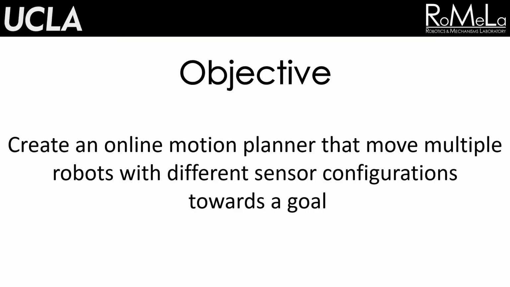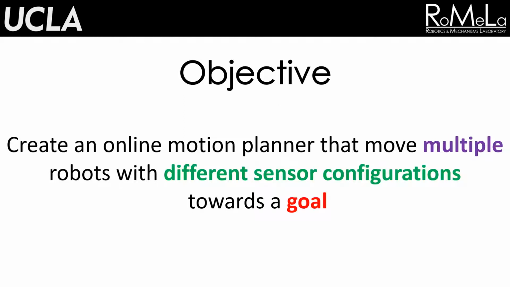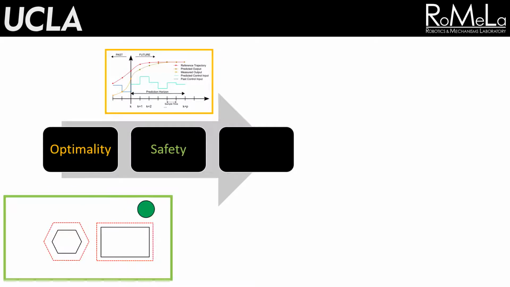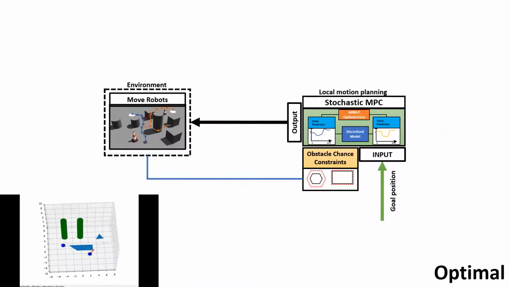The objective of this paper is to create an online motion planner that moves multiple robots with different sensor configurations towards a goal. The planner should find optimal control values, evaluate uncertainty, and find global solutions. First, stochastic MPC is implemented to move the robots and enable them to avoid obstacles through chance constraints.